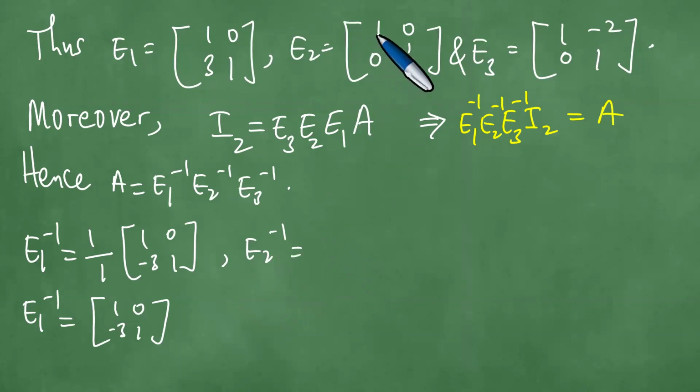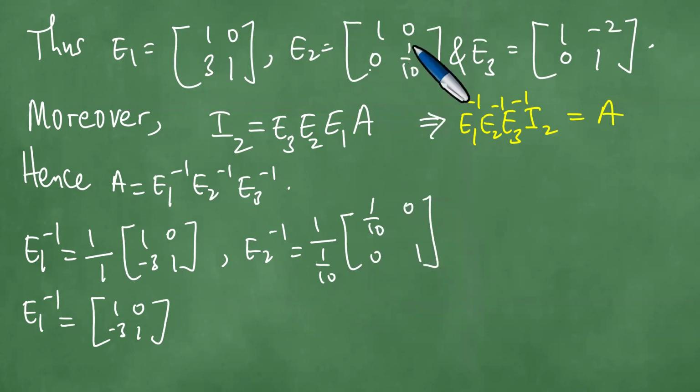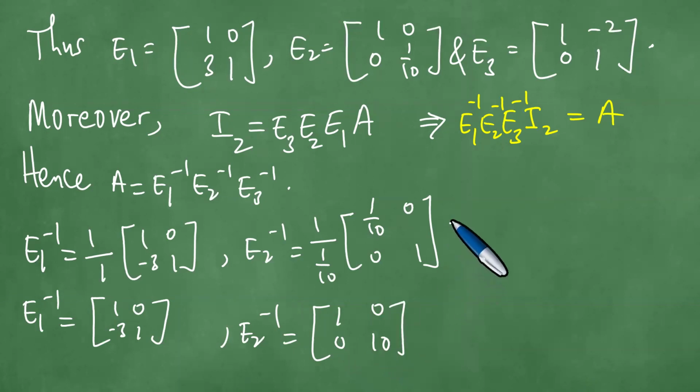E2 inverse, right? You say 1 over the determinant of this matrix, which is 1/10. You switch the order of these entries, and you take the inverses of these 2 entries, and this means that the inverse, now 1 over 10, it's 10. 10 by this gives us exactly 1, 0, 0, 10.